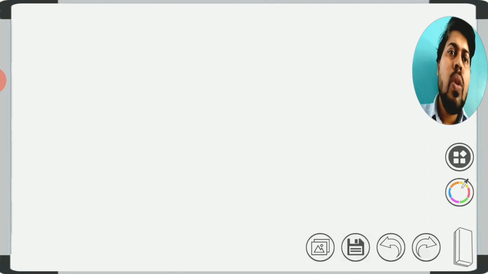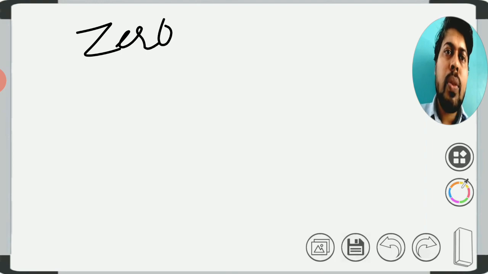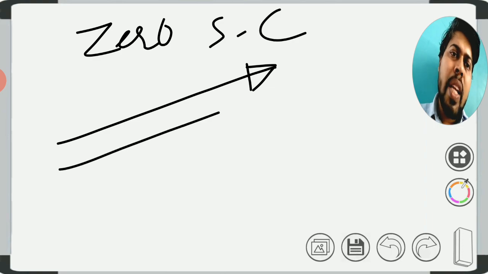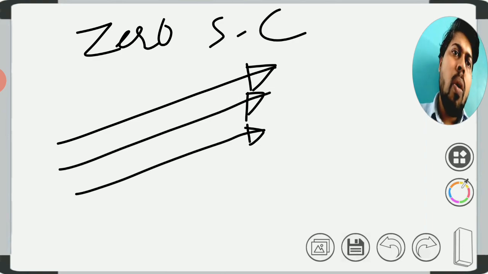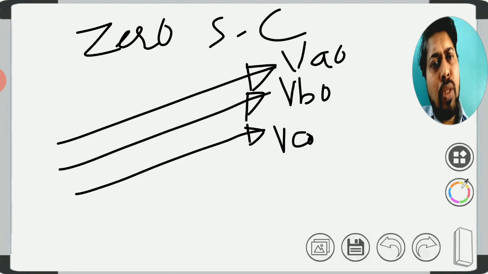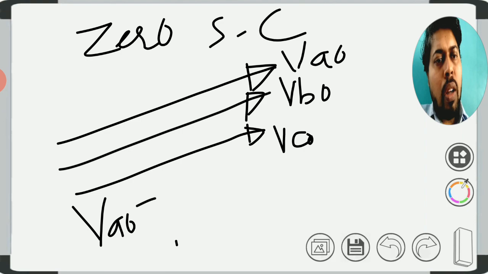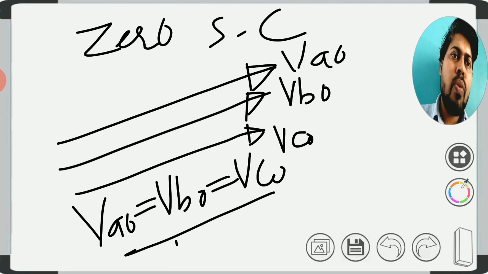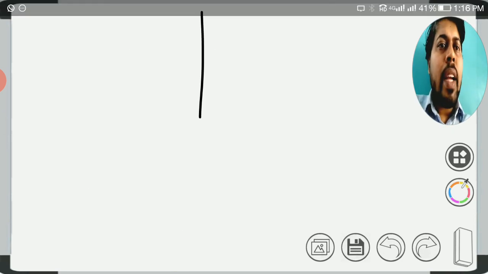Let us move to zero symmetrical components. Zero symmetrical components will move in any direction. They are equal in all respects. Here I can represent them as VA naught, VB naught and VC naught. As per the characteristics of zero symmetrical components, as they are equal in all respects, VA naught equals VB naught equals VC naught. This is the relation between the zero symmetrical components of phase A, phase B and phase C. How to find the relations?